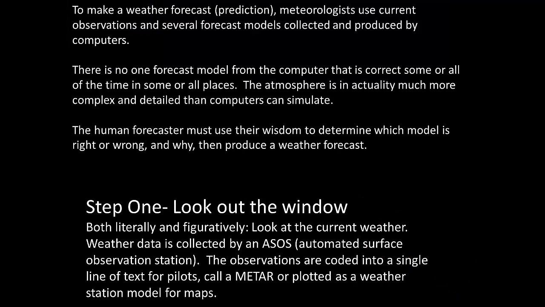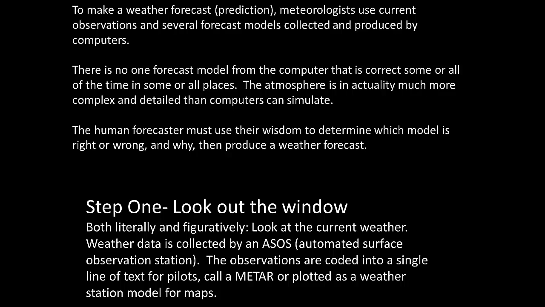To make a forecast, the first thing a meteorologist needs to do is look at the observations of what's going on with the weather right now. After looking at that, they're going to look at forecast models, which are really just mathematical predictions of what the atmosphere is going to do over time.